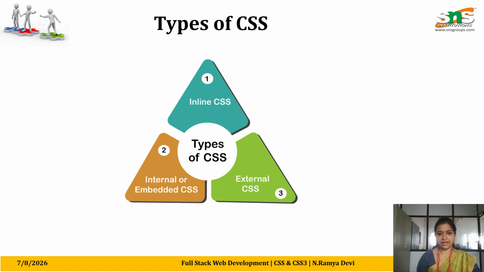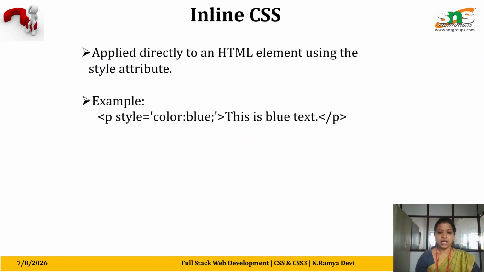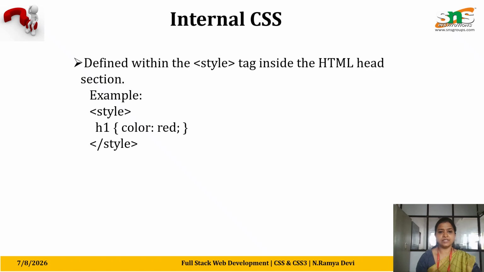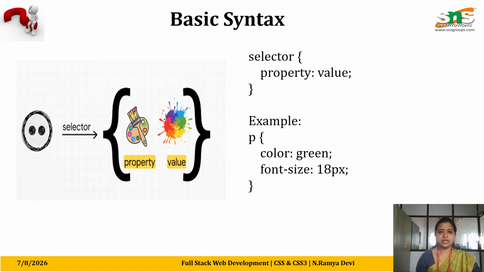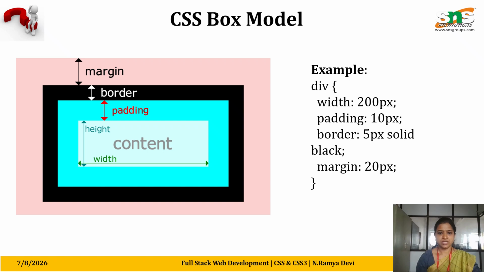One CSS file is shared across multiple web pages. For example, suppose Amazon wants to change its button color from yellow to orange. Instead of editing thousands of pages, developers update just one CSS file and every page changes automatically. And these are the code snippets for inline CSS. And this is the basic syntax of CSS. First, we use a selector, and then the selector has a property, and then the value. And this is the CSS box model.